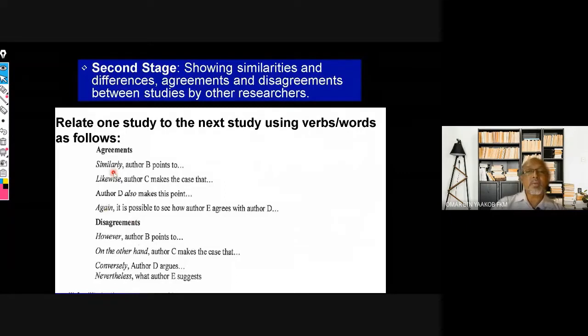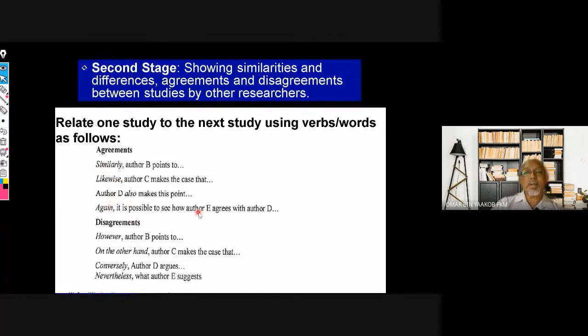To show similarity, for example: similarly, author B points to; likewise, author C makes a case that; author D also makes this point; again, it is possible to see. So you see the words connecting each of the authors. Similarly means somebody else before this was explaining something, and then similarly means author B is like author A. Likewise is also similar.